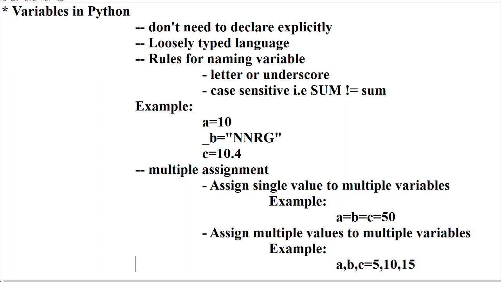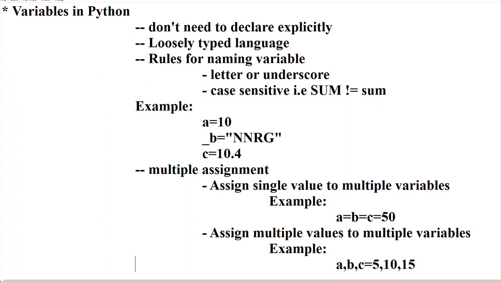In Python, we don't need to declare variables explicitly, because when we assign any value to a variable, that variable is declared automatically. We don't need to specify the type of variables because Python is a loosely typed language. In a loosely typed language, there is no need to specify the type of variables because the variable automatically changes its data type based on the assigned values.